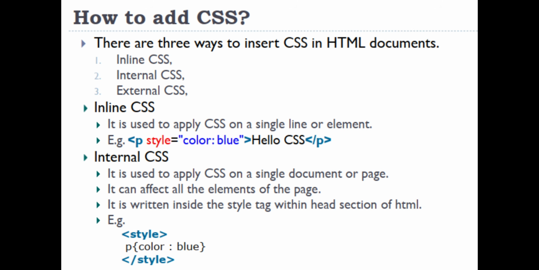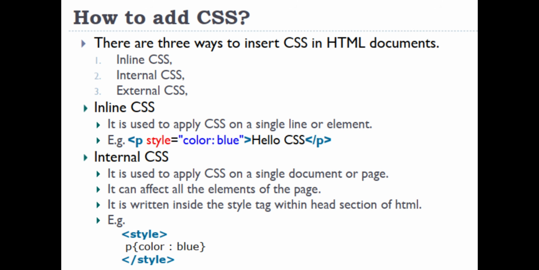There are three ways to insert CSS in HTML documents. Point 1. Inline CSS. 2. Internal CSS. 3. External CSS. Inline CSS. It is used to apply CSS on a single line or element. E.g. <p style="color: blue">hello CSS</p>.